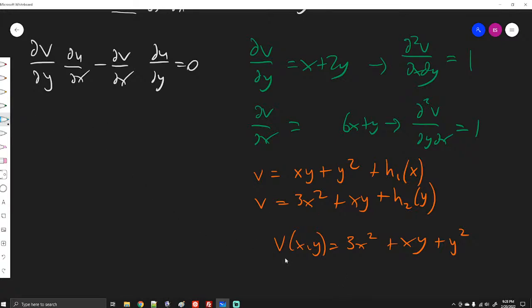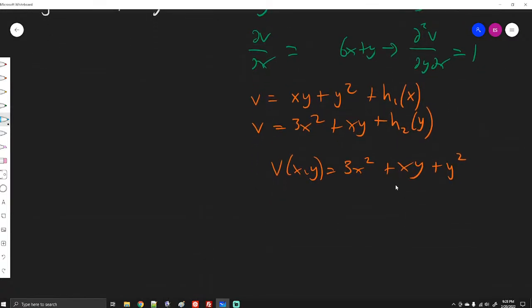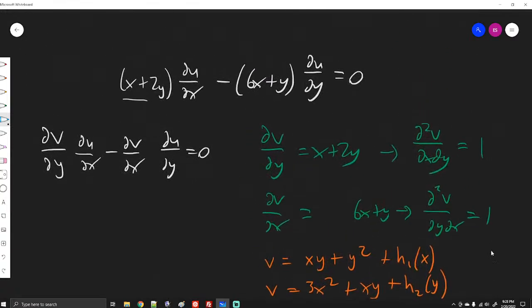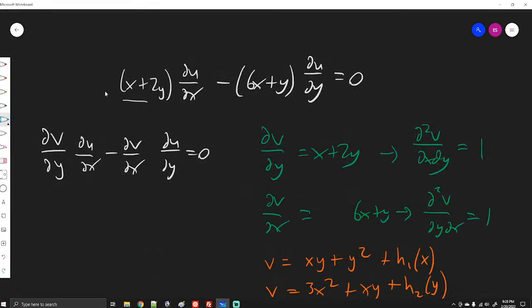And so I can say that the general solution for u is an arbitrary function of v, which is 3x squared plus xy plus y squared. So this is the general solution to this PDE up here.